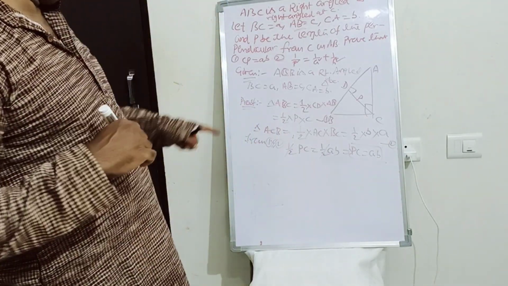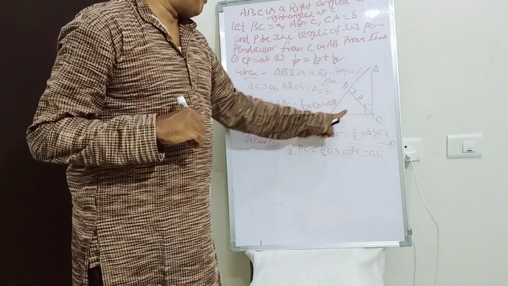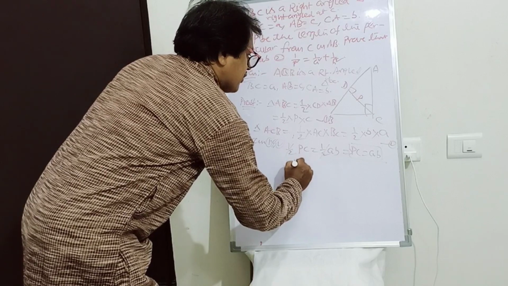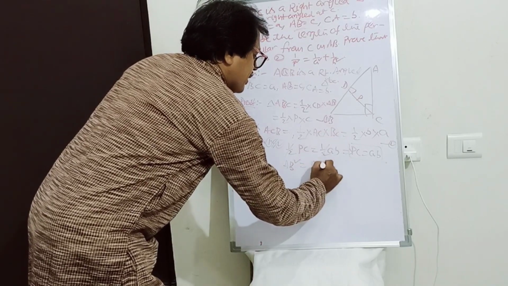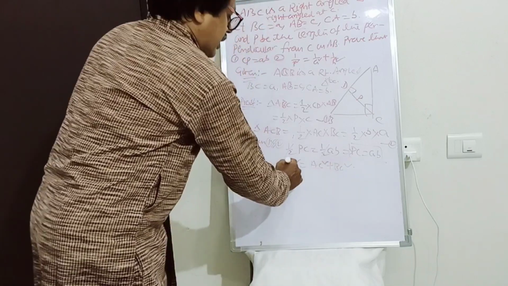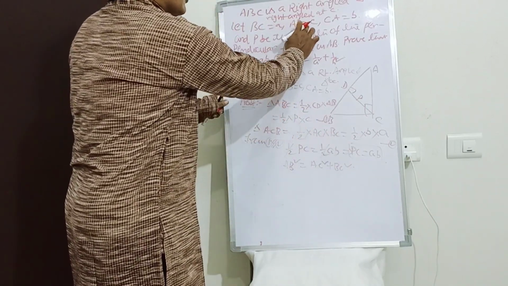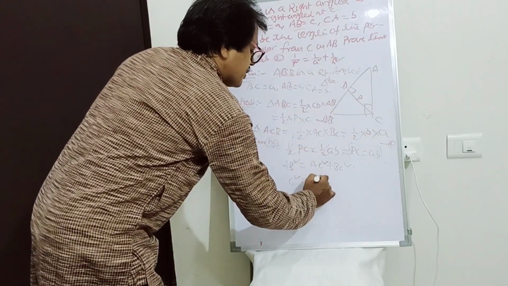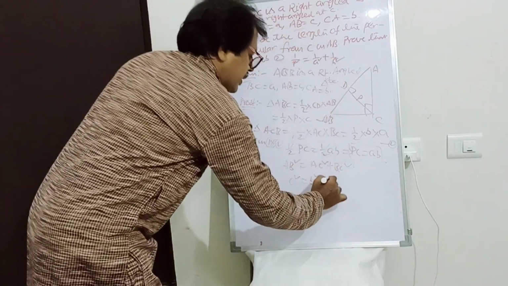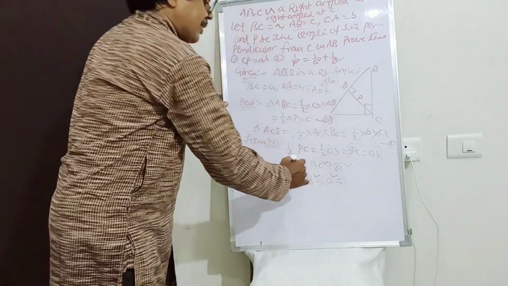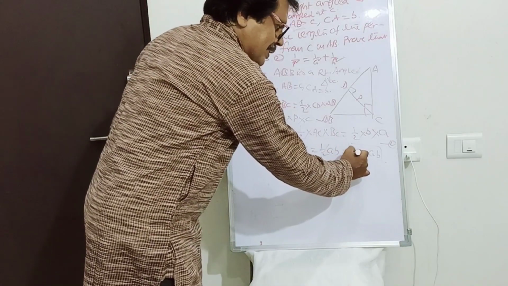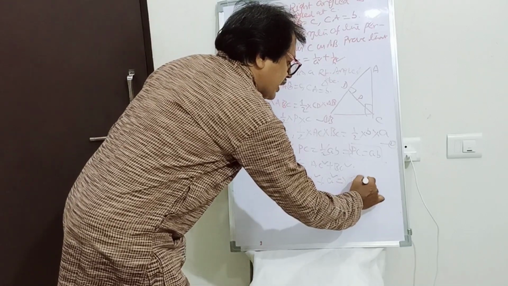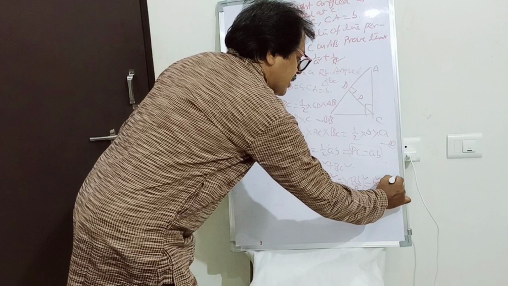Similarly, when we consider the triangle ABC, it is a right angle triangle. According to Pythagoras theorem, we can write AB square is equal to AC square plus BC square. So c square is equal to b square plus a square. But when we make c the subject in this case, c is equal to ab by p. So ab by p whole square is equal to b square plus a square.